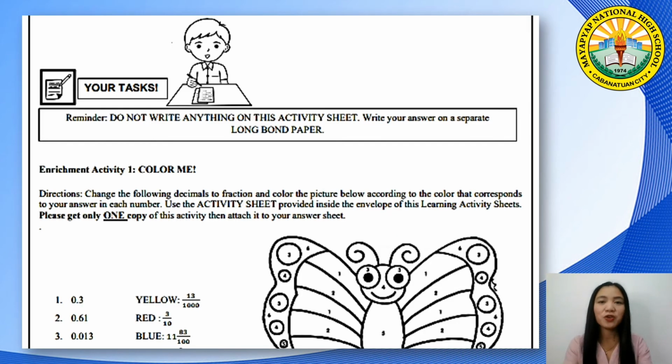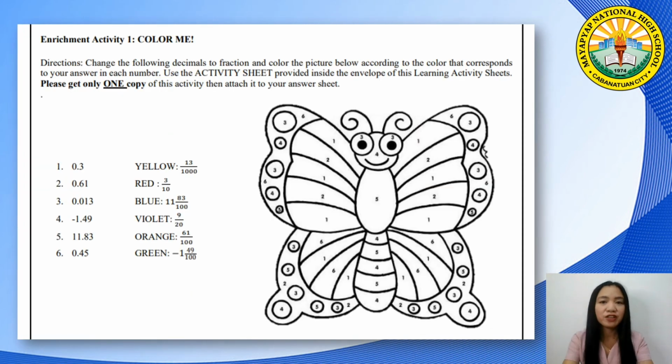At this point, you may turn your activity sheet to the enrichment part. Reminder, do not write anything on this activity sheet. Write your answer on a separate long bond paper. For enrichment activity 1, you are going to change the given decimals to fractions and color the picture according to the color that corresponds to your answer in each number. Use the activity sheet provided inside the envelope of the learning activity sheet. Please get only one copy of this activity, then attach it to your answer sheet.